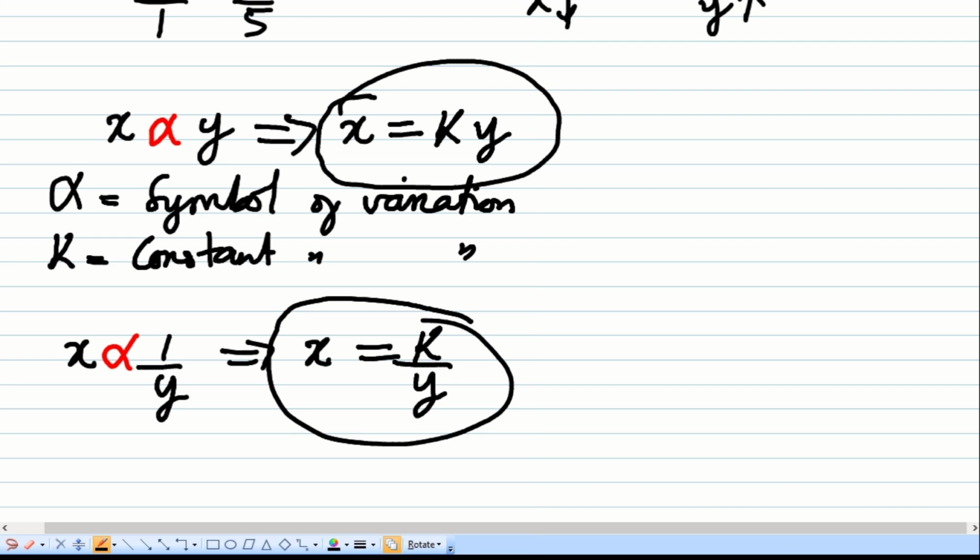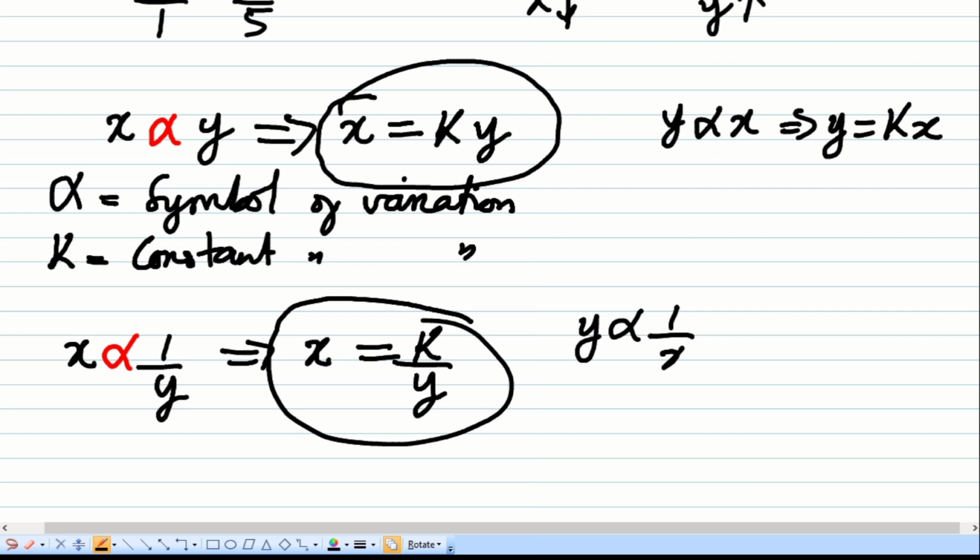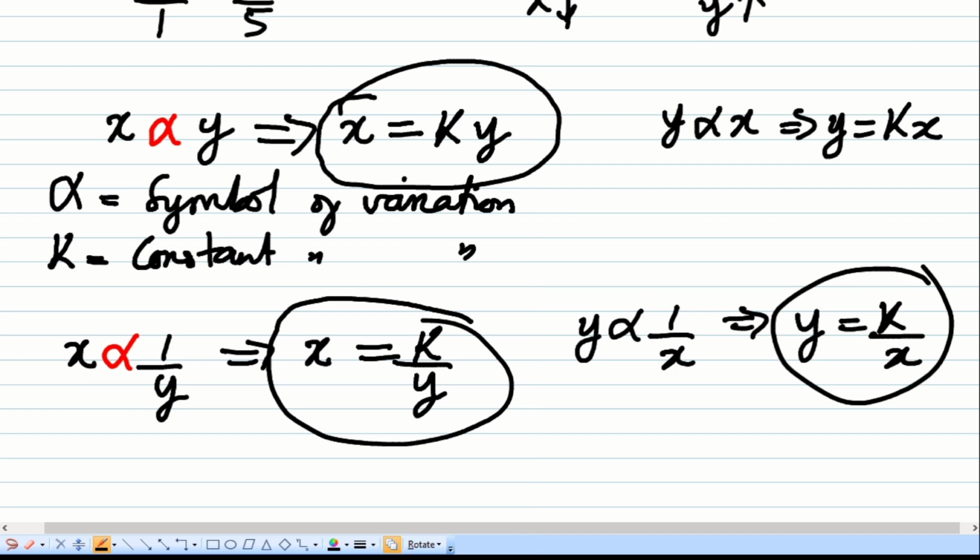And please note, x varies as y is different from y varies as x. Right? In y varies as x, we're going to have y is equal to kx. And the same thing here. If y varies inversely as x, it will be y is 1 over x, which will now be y equal to k over x. So this is how to do it. Okay, we're going to solve questions now with what we have learned.